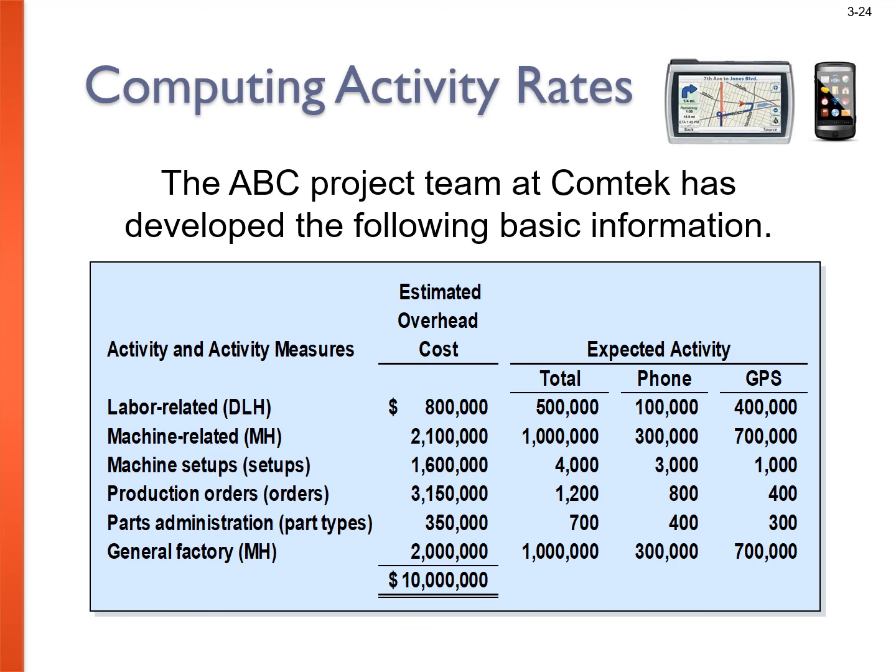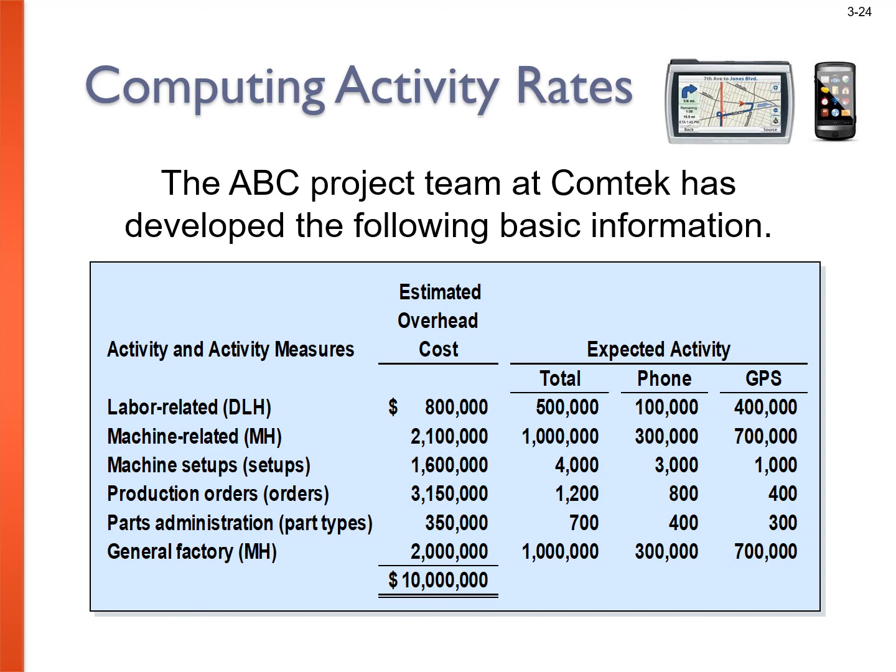Machine-related overhead, $2.1 million. Machine setup overhead, $1.6 million. The production order activities usually cost $3,150,000. The parts administration, $350,000. And general factory overhead costs $2 million. So that's our first step. Break that overall manufacturing overhead down into activities.